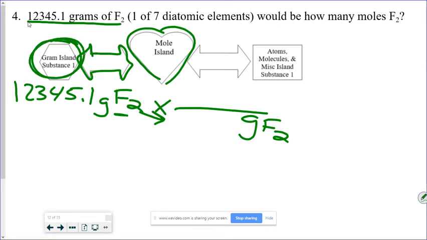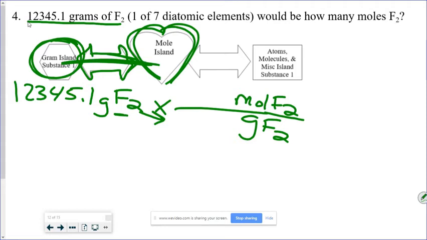You don't really give it much thought whatsoever. I'm on Gram Island. If I'm on Gram Island, the only place I can go is to Mole Island. So I can go from grams to moles by crossing a bridge. So I can go to moles of F2. I can't go to anything else. The bridge only connects Gram Island to Mole Island. The bridges themselves are the division bar. So this bridge right here is this division bar right here. That bridge, if we look on your cover, is called the grams per mole bridge, which means we go to the periodic table and we get a molar mass.